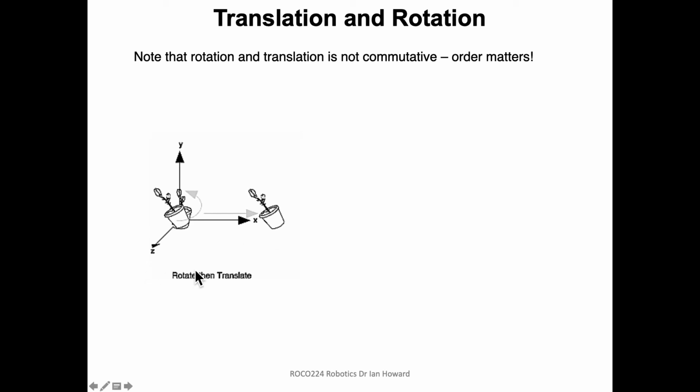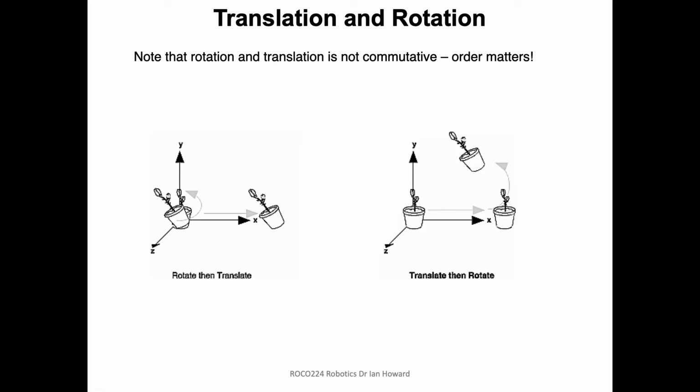In this particular case, we start off with a plant pot and we rotate it and then we translate it. That's not the same as first translating it and then rotating it. We notice implicit in the rotation is the fact we're doing it around the origin of the frame. So this is rotating around the origin. That's why it rotates around that point. But now, since it has moved a long way away, a rotation around the origin gives you something completely different than when we did the other order.